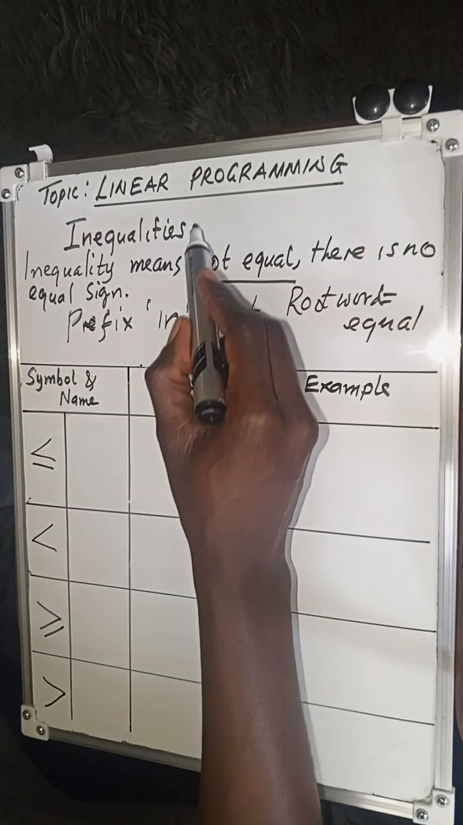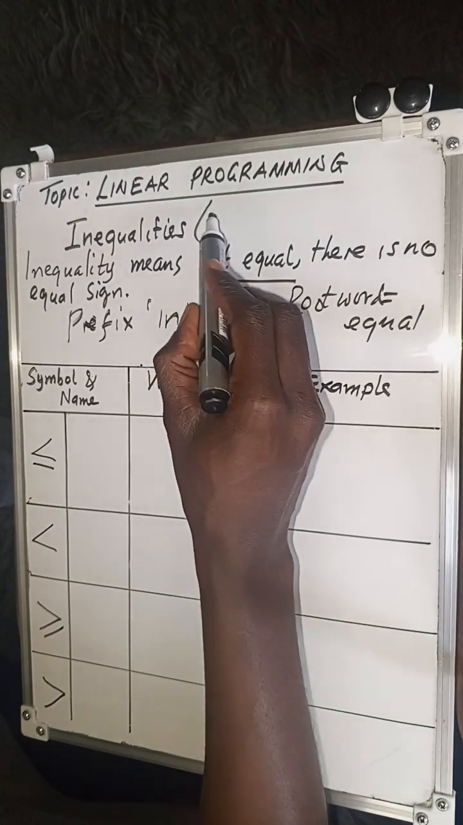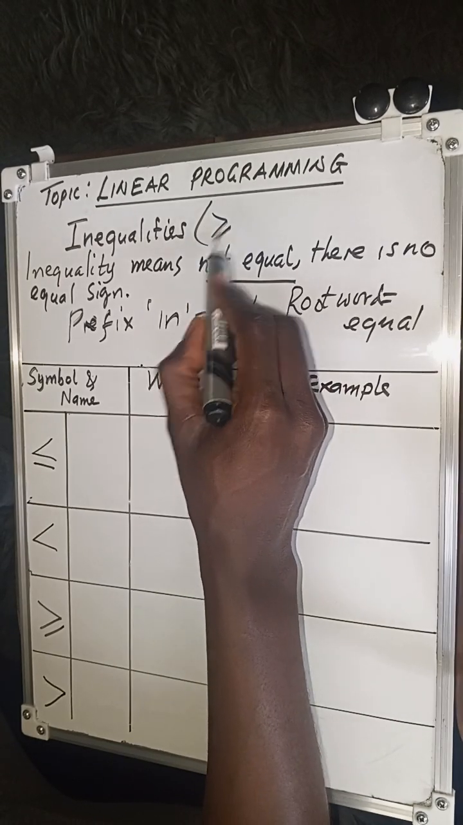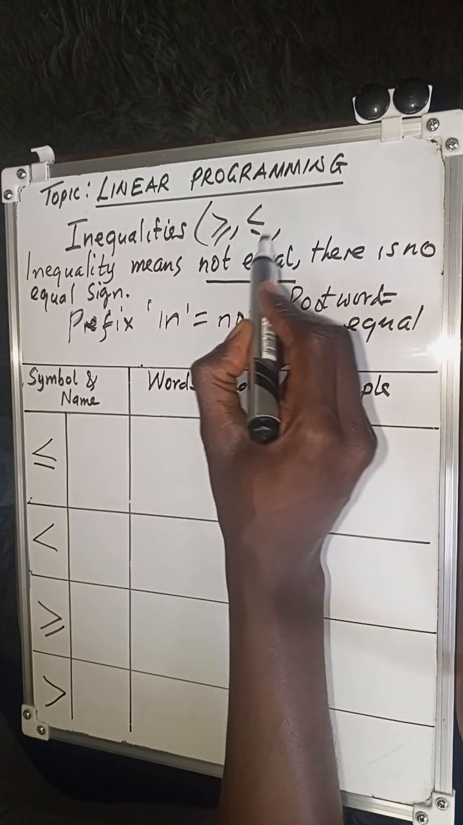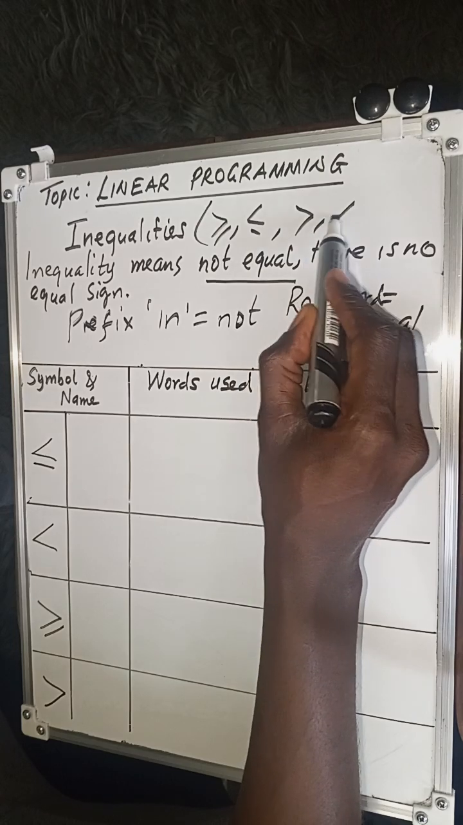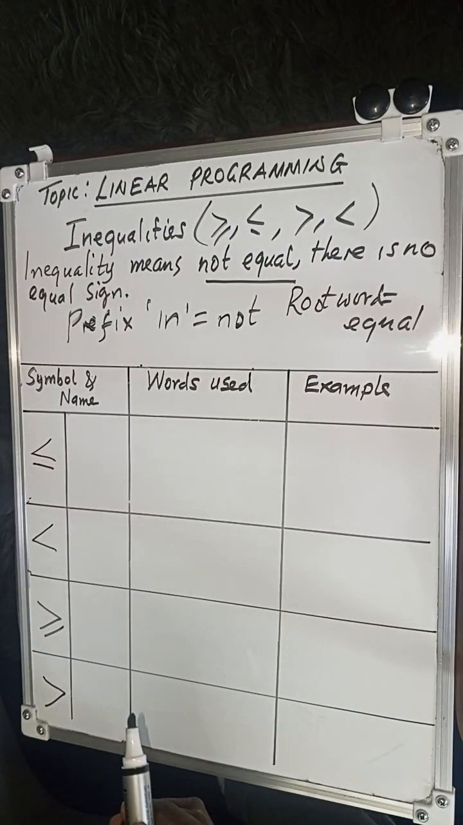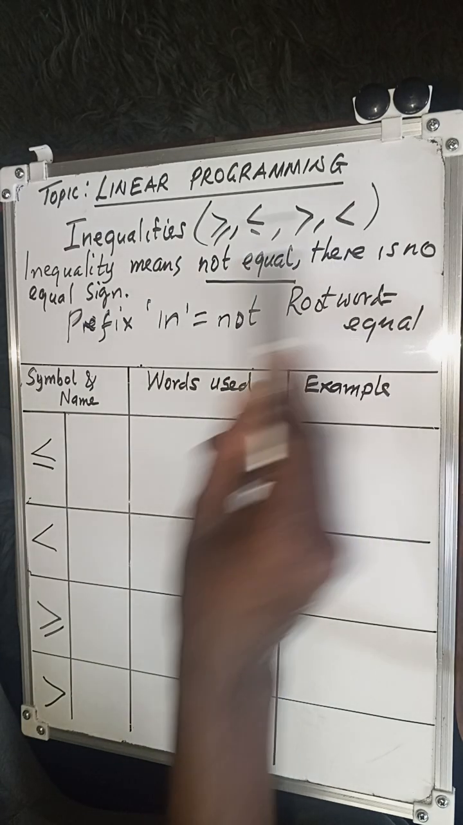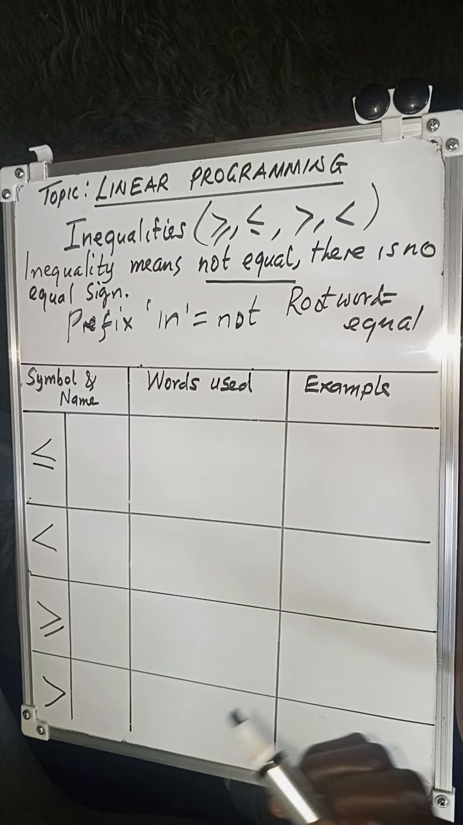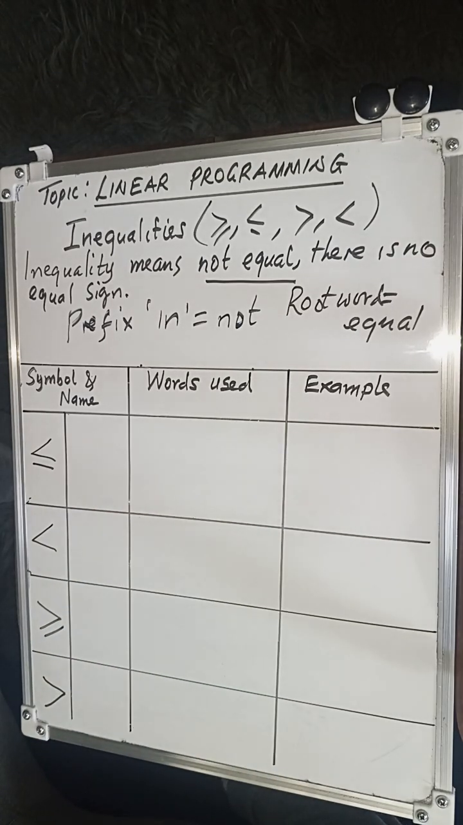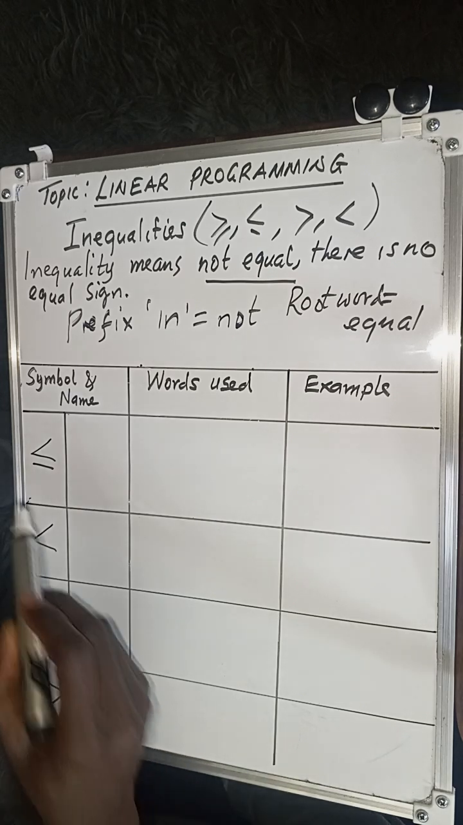So for inequality, we use inequality symbols such as greater than or equal to, or less than or equal to, or just greater than or less than. So those are inequality symbols that we are going to use. So now when we are dealing with linear programming, these inequality symbols have meanings and there are certain words that are used. So I just want to give you an idea of what words are used so that you become familiar as you use them.